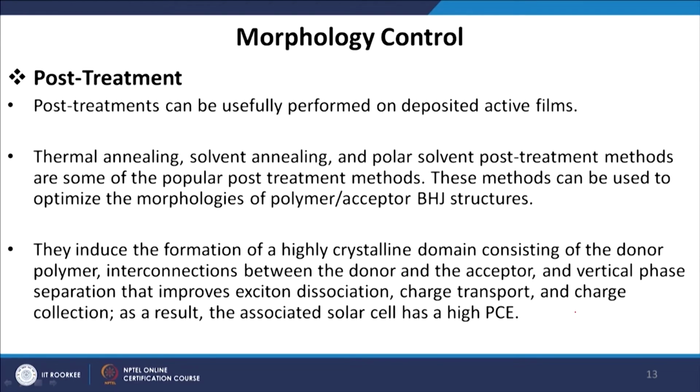Post treatments can usually be performed on deposited active films. Thermal annealing, solvent annealing and polar solvent post treatment are some of the popular post treatment methods. These methods can be used to optimize the morphology of the polymer acceptor BHJ structures. Now, what is thermal annealing?